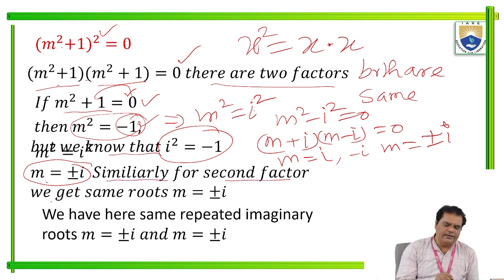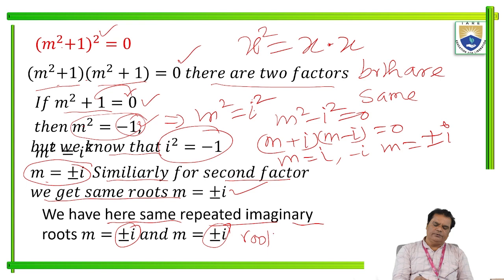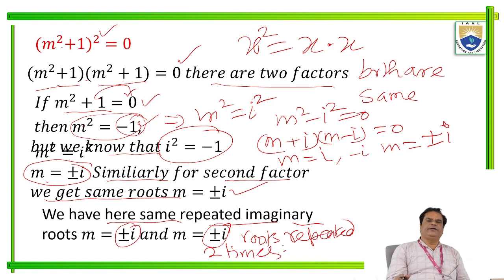Similarly, for the second factor we get the same roots, m equals plus or minus i. So we have the same repeated imaginary roots. For repeated imaginary roots we have a different formula to find the complementary function. One root is plus or minus i and the other root is plus or minus i, so the roots are repeated 2 times.